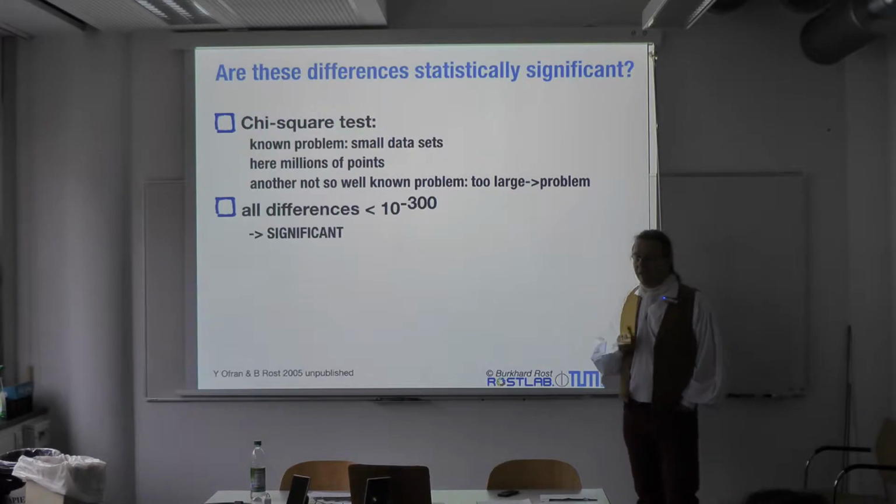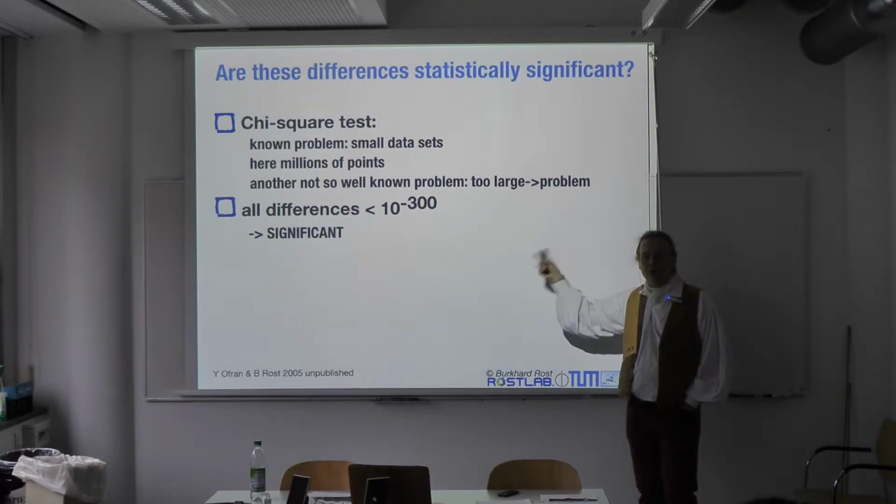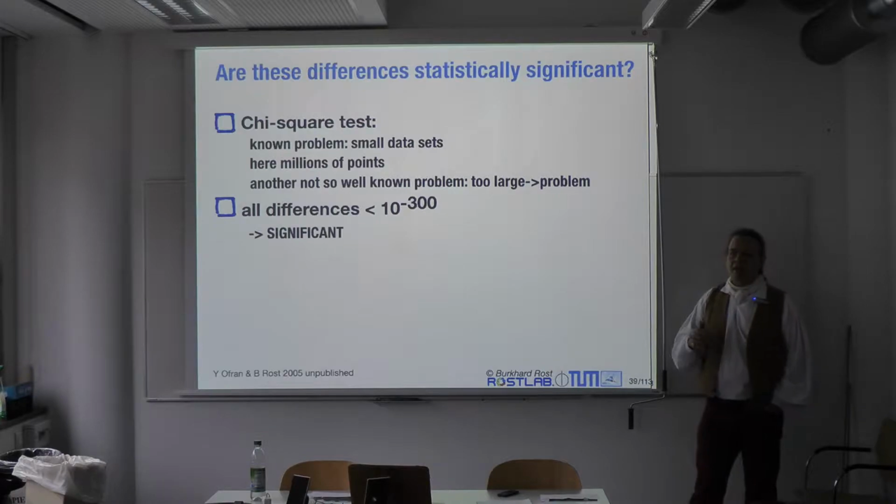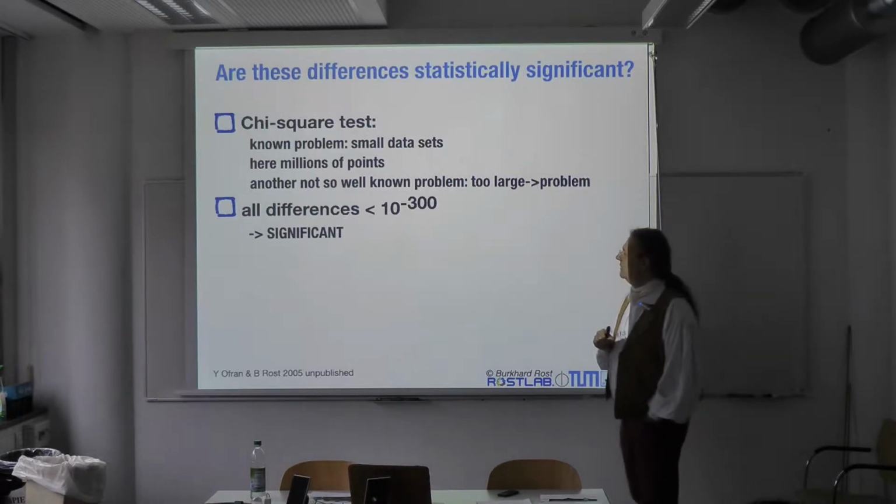Anyway, what we have here, in our set, all differences are 10 to the minus 300. That was sort of the resolution of the machine that Jan and I used for the chi-square test. Okay? So typically, when you have values of 10 to the minus, I don't know, 5 or 3 in biology, or 10, depending on what kind of experiment you do, you publish. So 10 to the minus 300 is clearly significant.